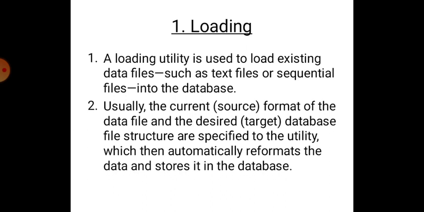Point number 2. Usually the current, that is the source format of the data file, and the desired or target database file structure are specified to the utility. That means we must specify which is the source file and which is the destination file so that the loading can be carried out, which then automatically reformats the data and stores it in the database. Then only it is possible to store the data in the database.